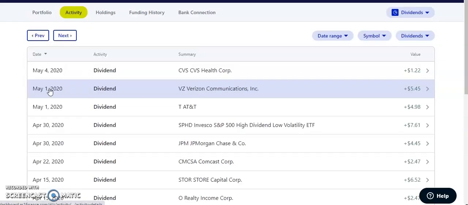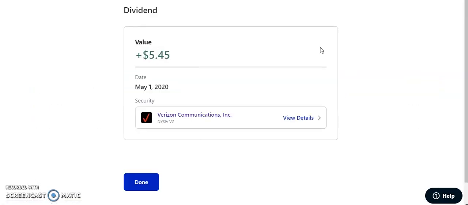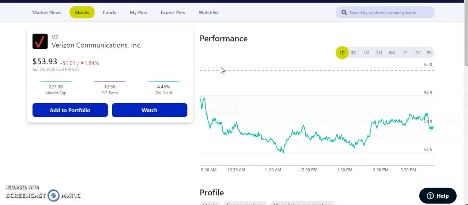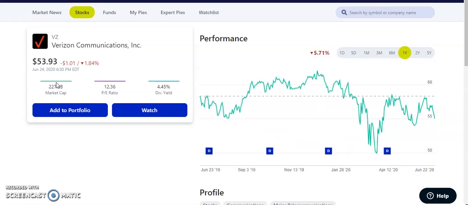Next up after that, we have another one on May 1st, which is going to be ticker symbol VZ, Verizon. They paid us out $5.45. If we take a look at them, obviously right here, they have a market cap of $227.3 billion. Their dividend is 4.45%.